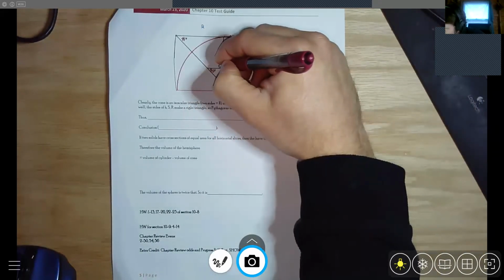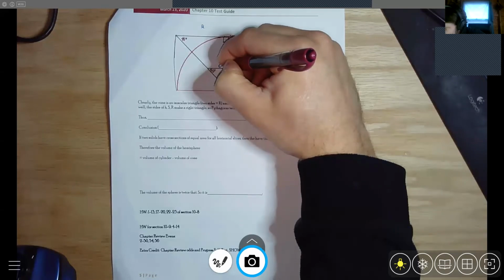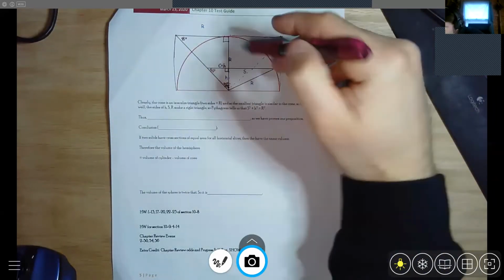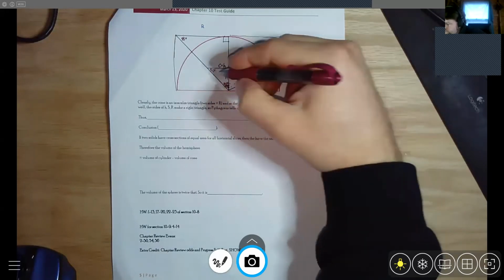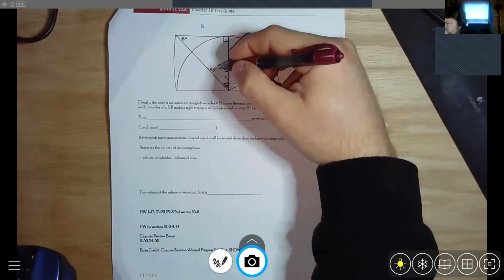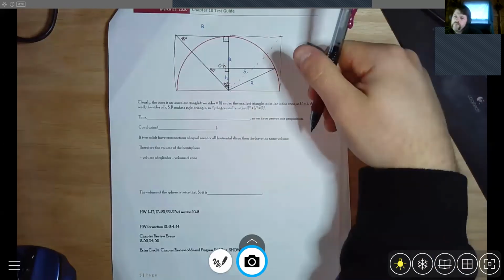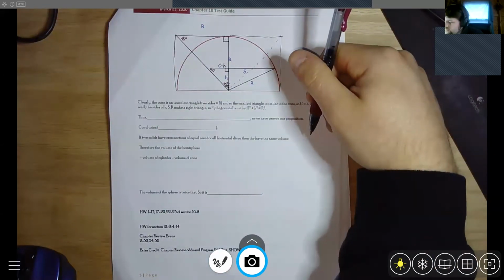So C equals H. So what that means is no matter where we take our horizontal slice from, the radius of the cone is always going to be equal to the height above the base where we cut our slice from. So that's kind of cool.